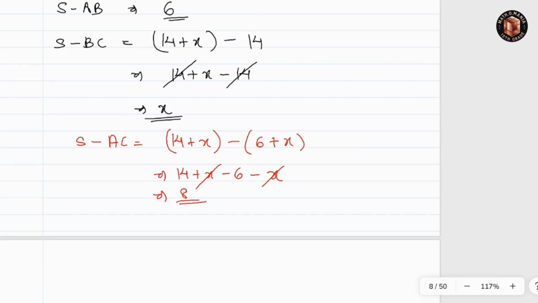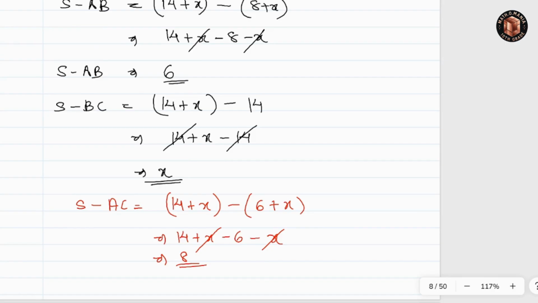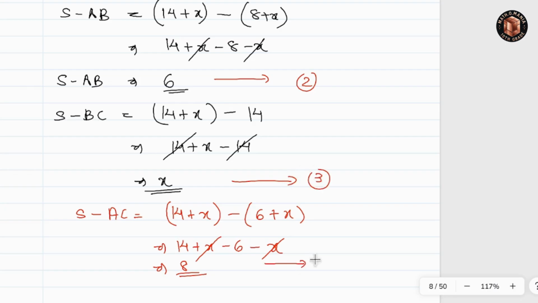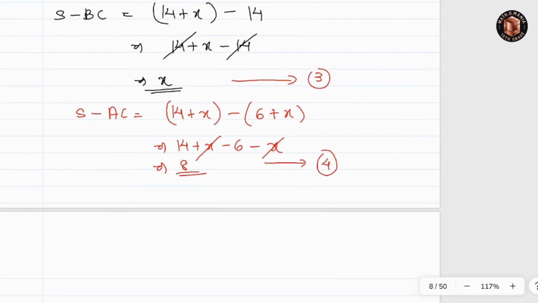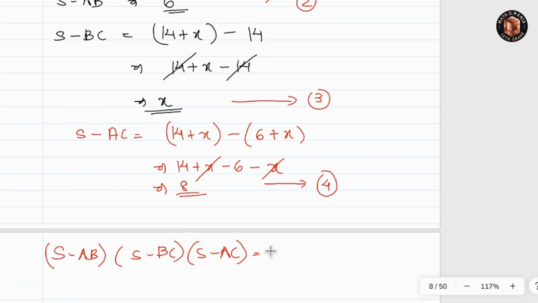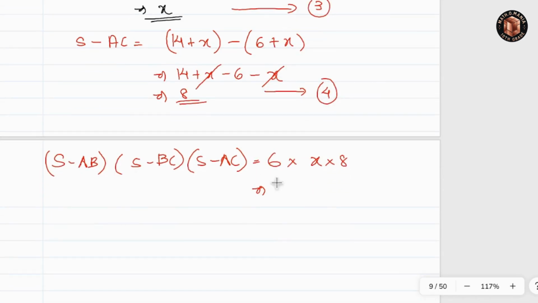Now, I got my equations for s minus AB, s minus BC and s minus AC. For this one, let me give the equation number 2, this one equation number 3, and this one equation number 4. I need to multiply 2, 3, 4 in order to get s minus AB into s minus BC into s minus AC. Right? So, s minus AB into s minus BC into s minus AC is equal to 6 into x into 8. How much will I get? It is equal to 48x. Now I got this value.